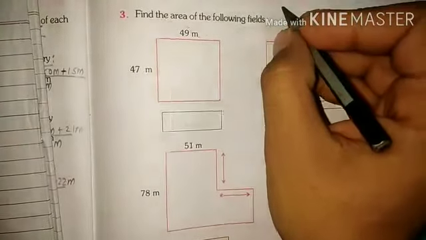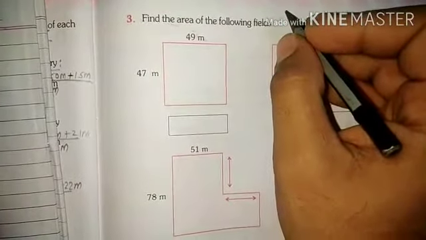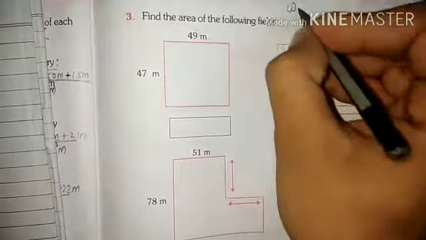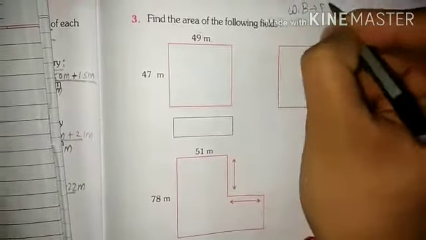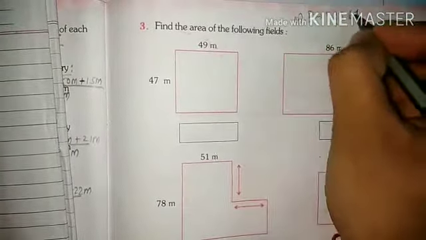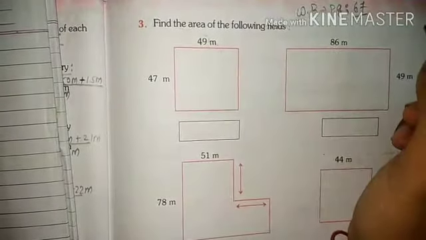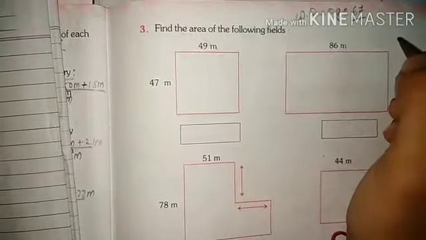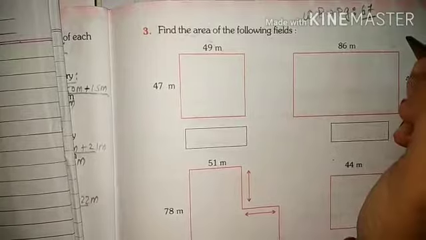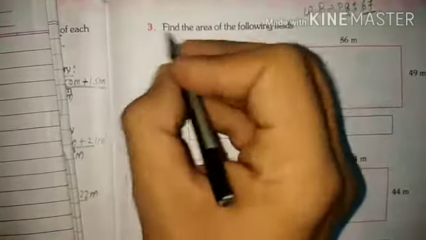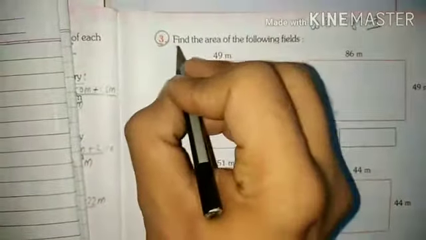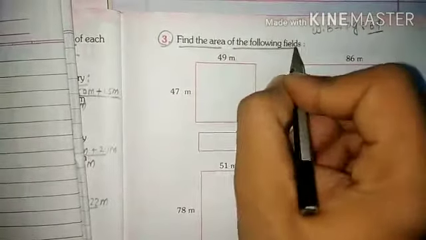Today we are going to see a new topic in the workbook, which is on page number 67. So, students, let us start the topic. Let me read the topic first and explain what it says. The question is number 3, which is: find the area of the following fields.